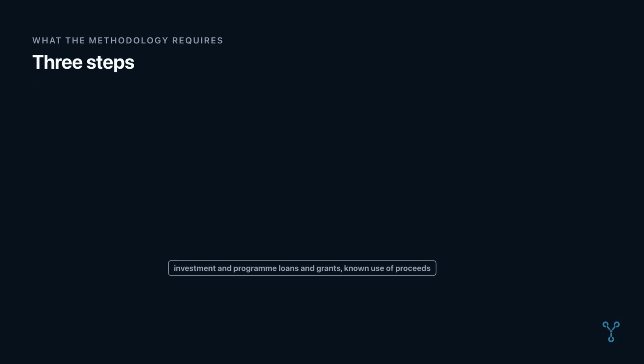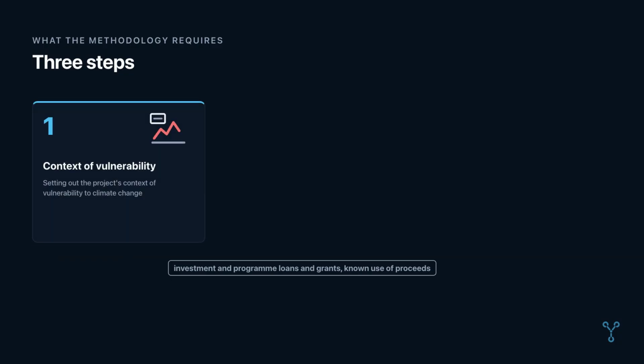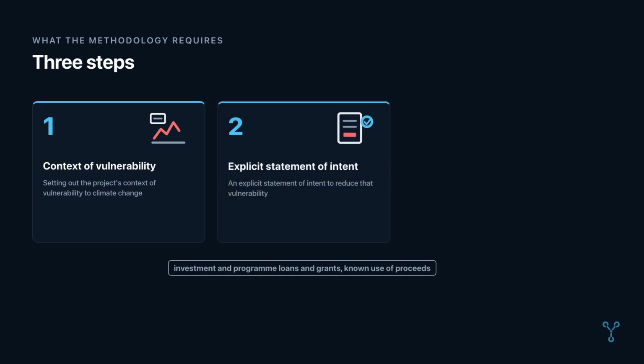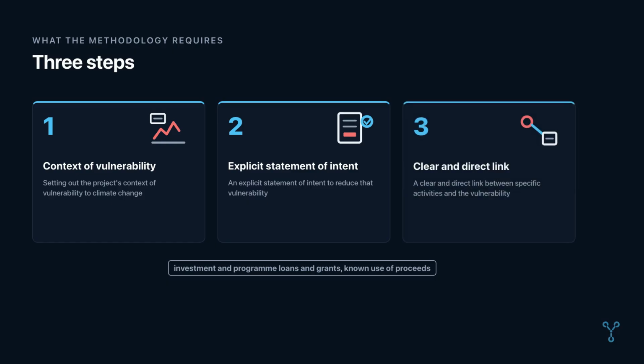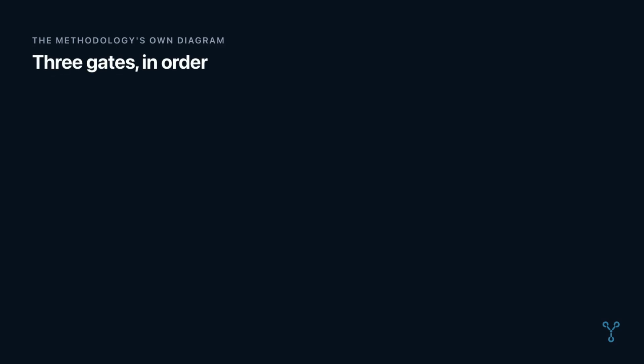For investment and program loans and grants with known use of proceeds, the methodology requires 3 steps. Step 1 is setting out the project's context of vulnerability to climate change. Step 2 is making an explicit statement of intent of the project to reduce the climate change vulnerability. Step 3 is articulating a clear and direct link between specific project activities and the climate change vulnerability identified in Step 1. The methodology has its own process diagram, and it shows these as gates.